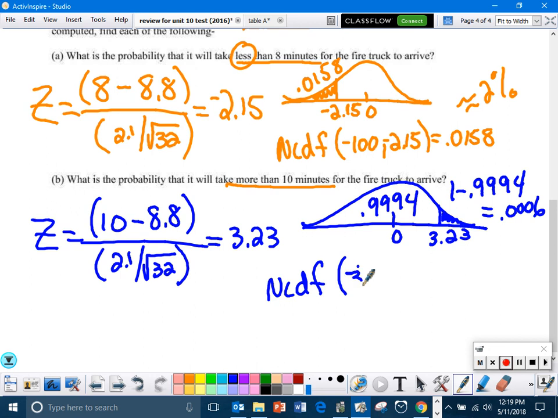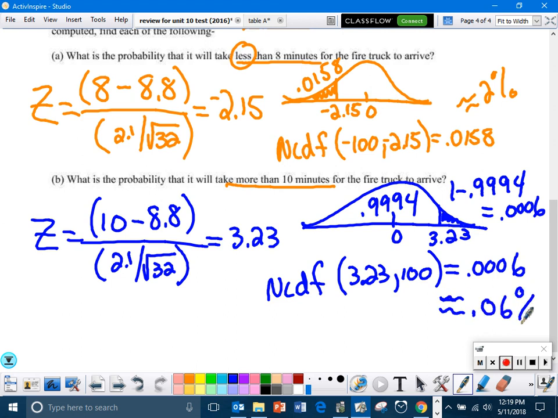Again, 3.23 is my minimum bound, comma 100. Okay, and that is approximately 0.06%. Okay, that's good. It's not a good chance that they will arrive 10 minutes or later because they need to get there quickly. So there's a chance, but it's not a good chance. That means they're getting there before the 10 minutes. So when it's a fire, that's a good thing. Okay, they need to get there quickly.